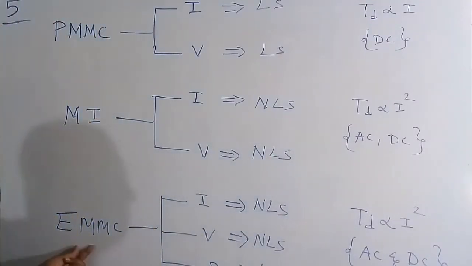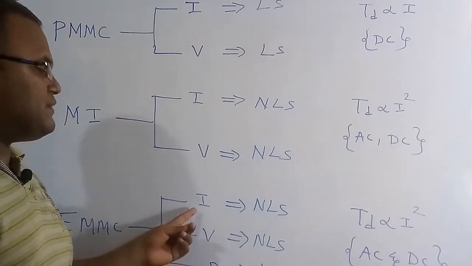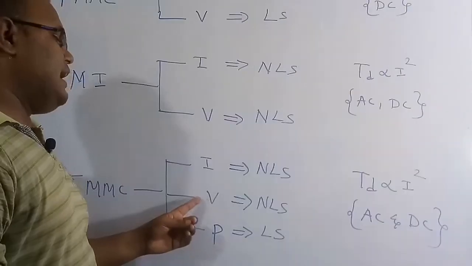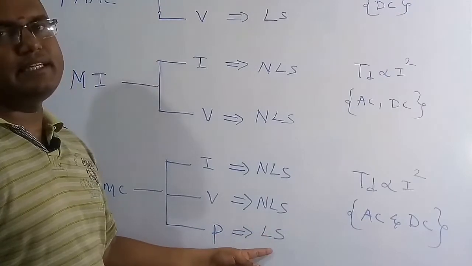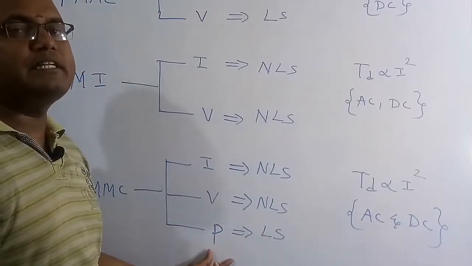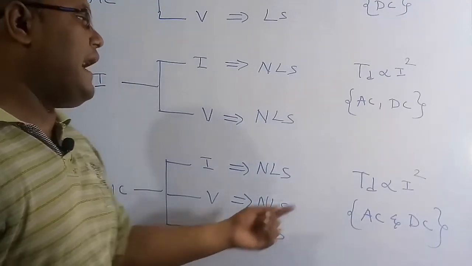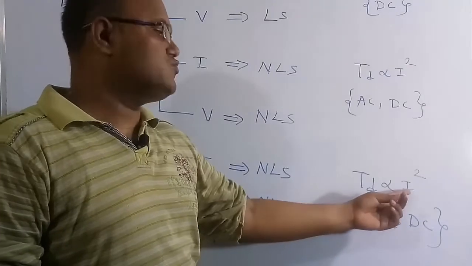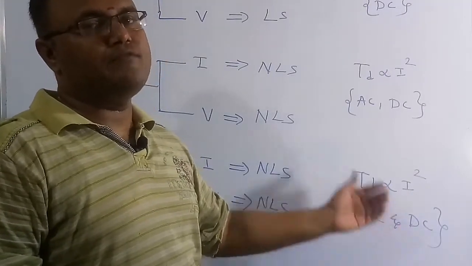Whereas EMMC, electromagnetic moving coil, this device can measure the current, voltage and also power. But for current it will have the non-linear scale, and for voltage it has the non-linear scale, but for the power it has the linear scale. So basically, power here means it is going to measure the average value of the power, and the deflection torque is directly proportional to the square of the current.